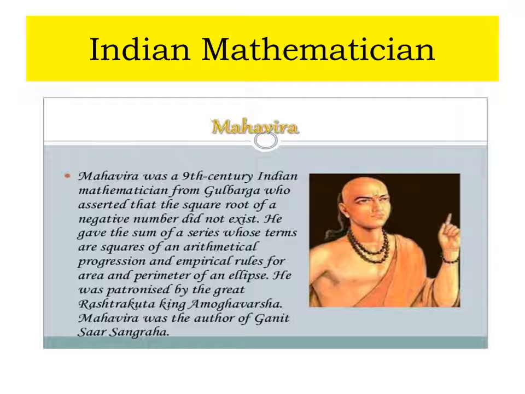Mahavira was the author of Ganita Sara Sangraha, and the credit goes to this Indian mathematician, Mahavira, who asserted that the square root of a negative number did not exist.